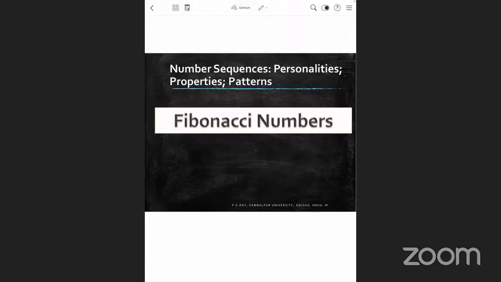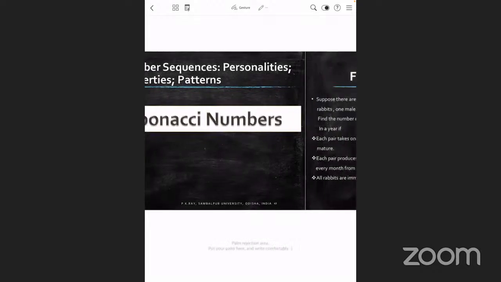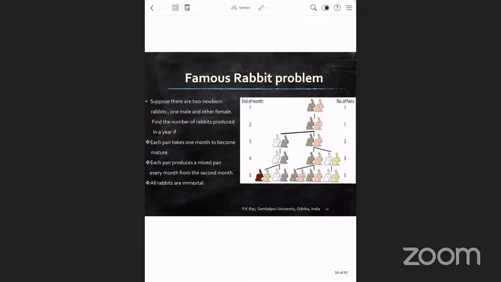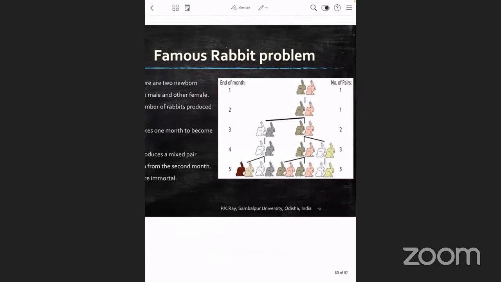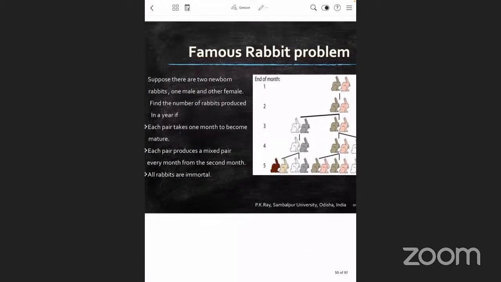Okay, so the Fibonacci number is a very well-known number sequence to everyone. It is a very celebrated number sequence invented by Leonardo of Pisa in 1202 in his book Liber Abaci. He actually posed a problem in order to invent this number. That problem was the famous rabbit problem. You see the rabbit problem here. So this is the problem he posed.